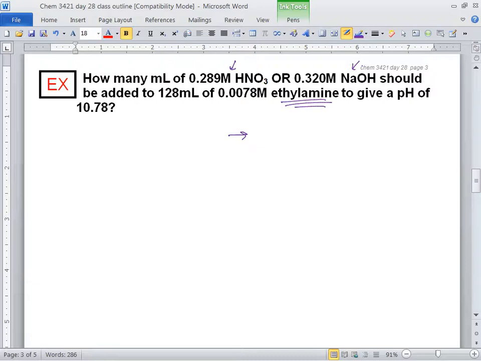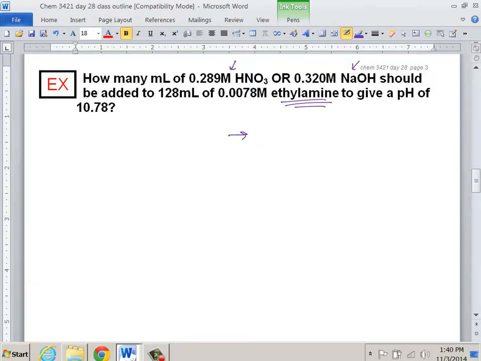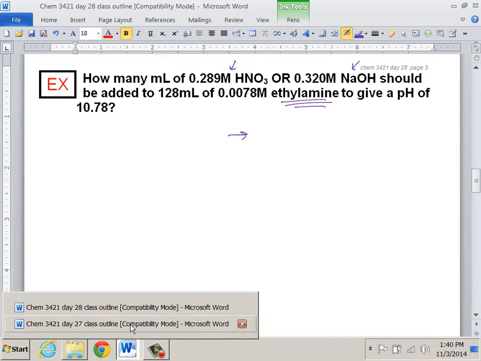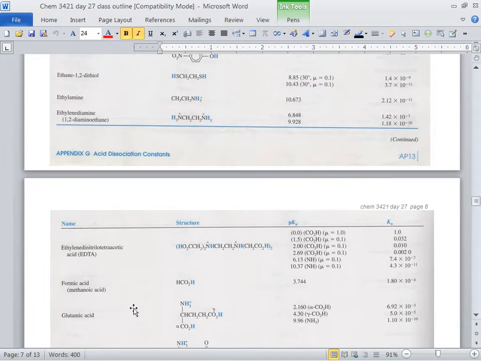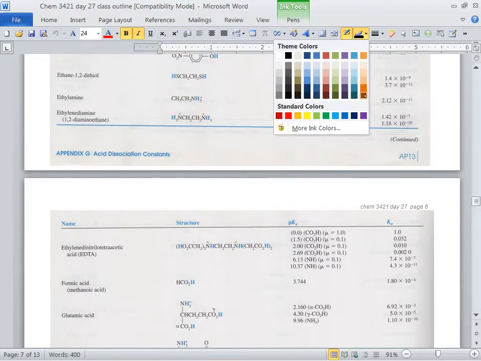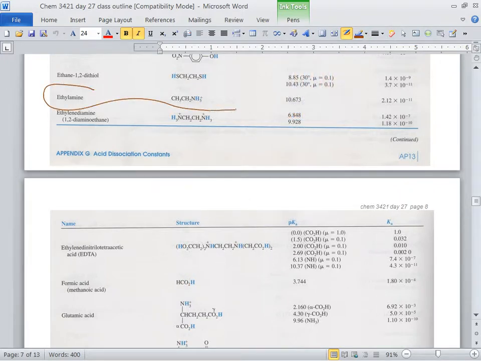Remember, it goes back to our last class period: the names of these buffers, these weak systems, always correspond to the neutral form. So, I don't know, maybe your brain is better than mine. You remember ethylamine from Friday. Oh yeah. If you don't, well, you're like me. I've done this multiple times already. I'm going to go back and find the table with ethylamine in it. Here's ethylamine.